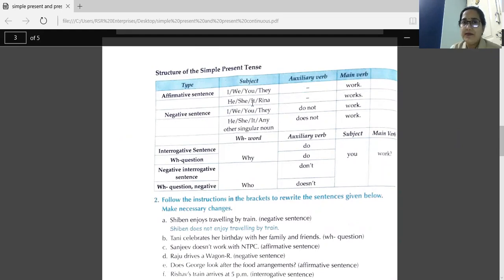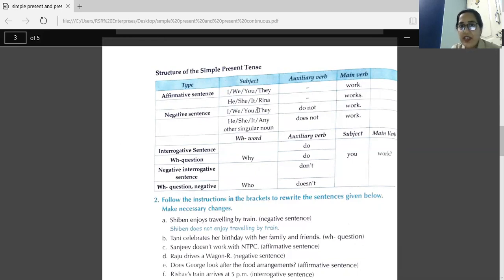With he, she, it, a singular subject, or the name of a person, a singular subject, in the main verb you have to use s or es according to the spelling. So here we have he works, she works, it works. That is affirmative. Now see this negative sentence.